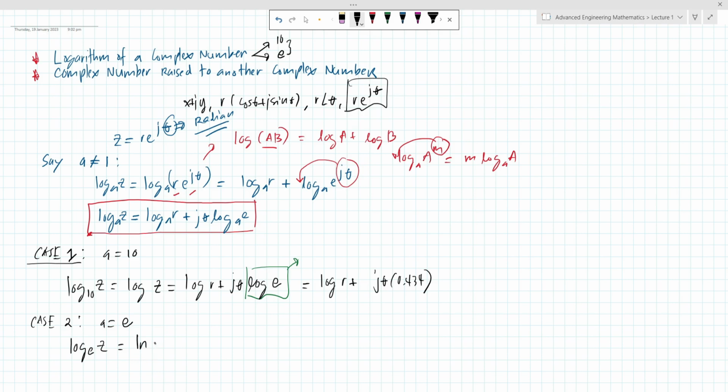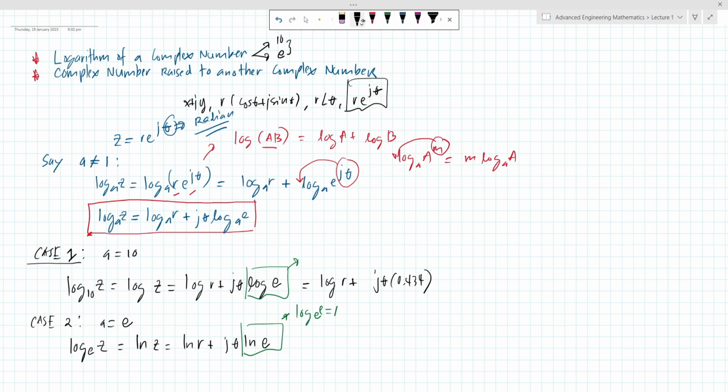So ln of j is equal to ln of r plus j theta, and then the ln of e. Take note of this part. That is the same as log of e to the base e. So when the expression inside the log is the same as the base, this is equal to 1. So when the base is e, the logarithm of a complex number is much simpler.